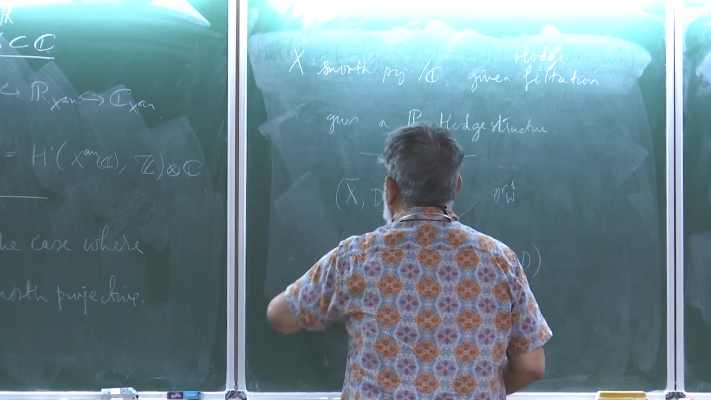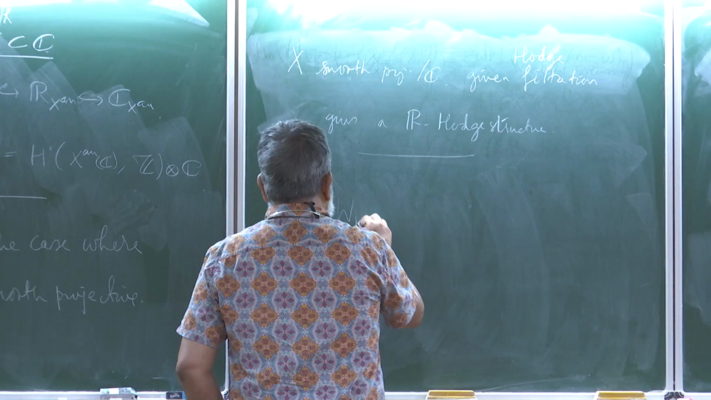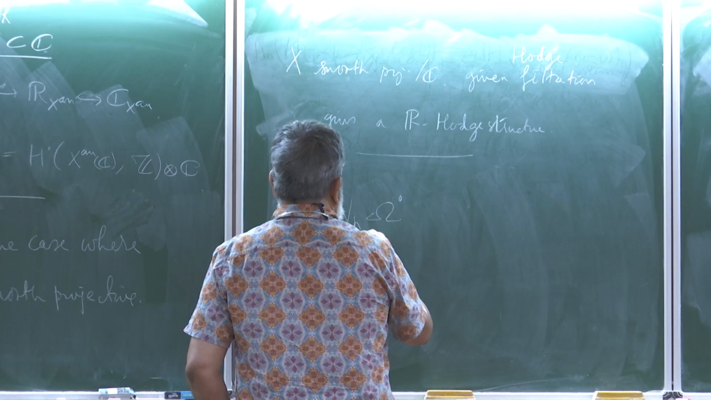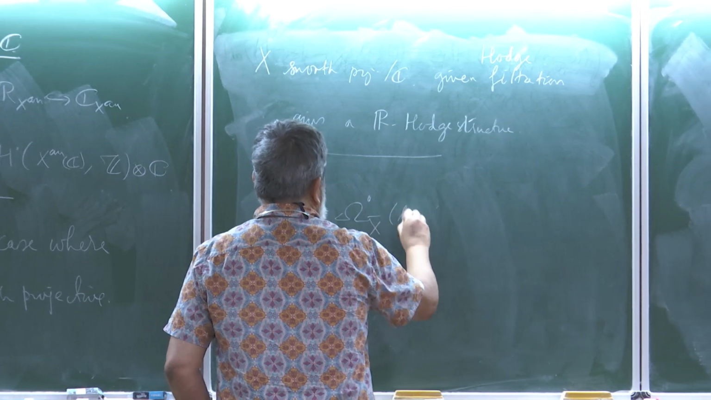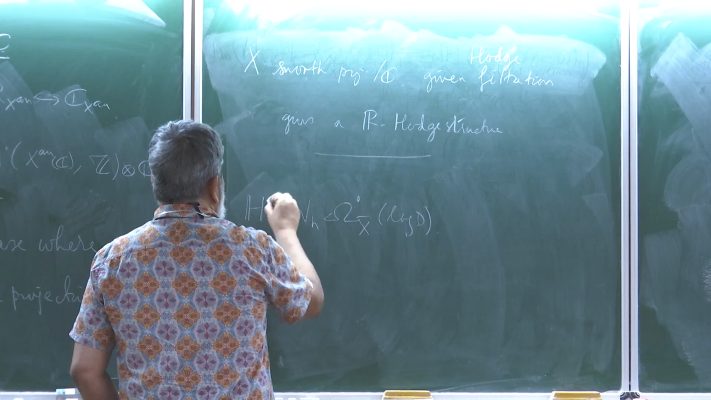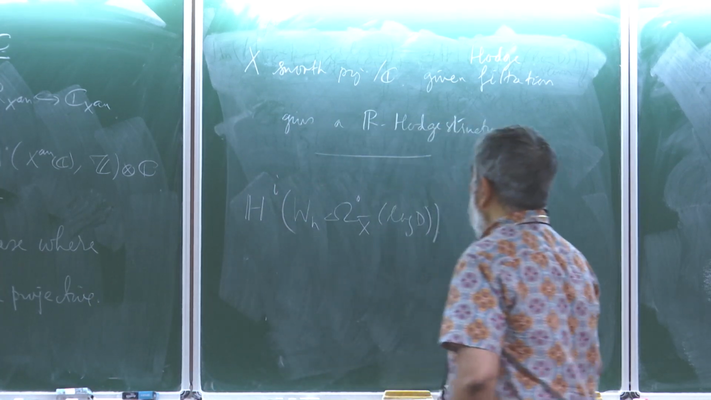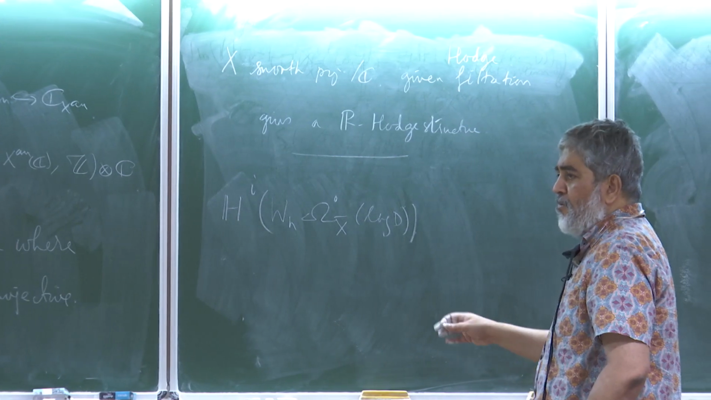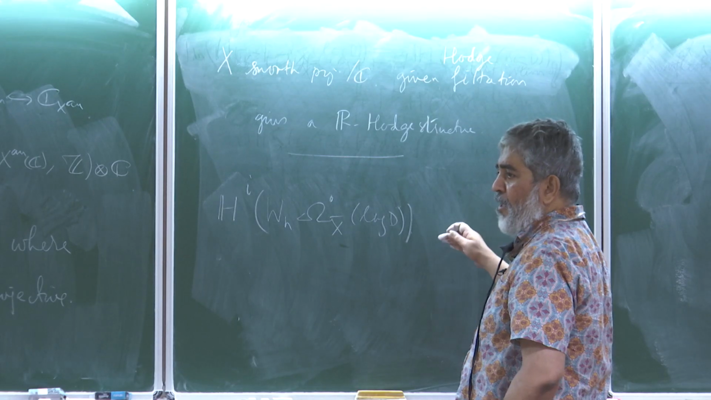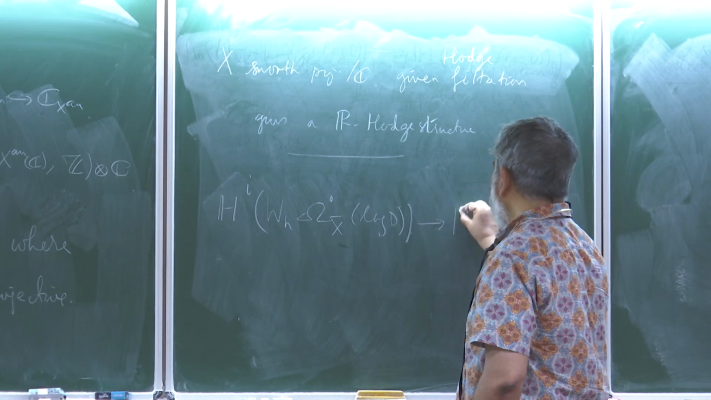Okay, let me write it down and then maybe it will be clear. So W_n of omega dot X bar log D we defined, right? And I can take its hypercohomology. I'm not even going to E_1^{pq}. I'm just saying there is a complex, there's another complex, there's a map of complexes, so there's a map of hypercohomologies.